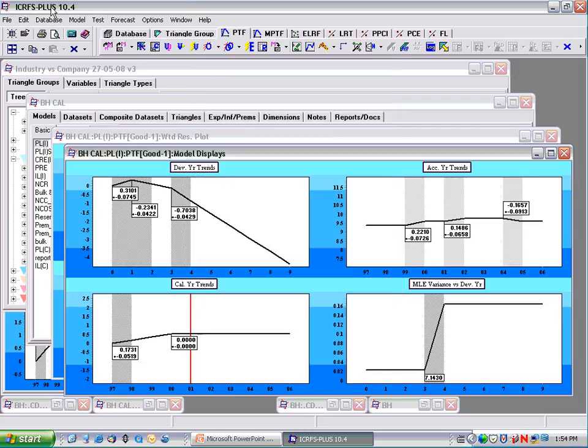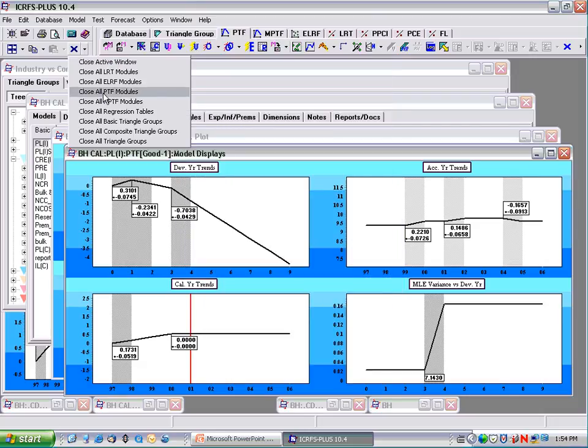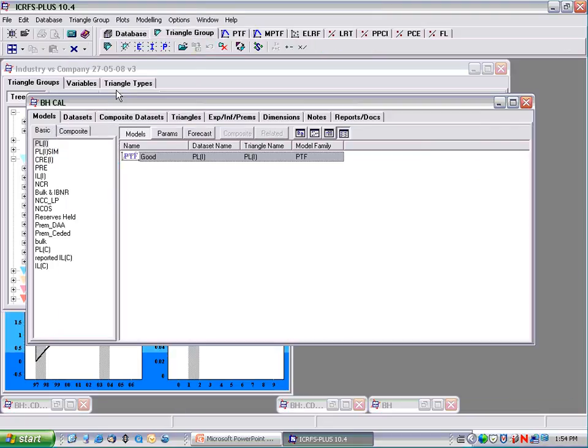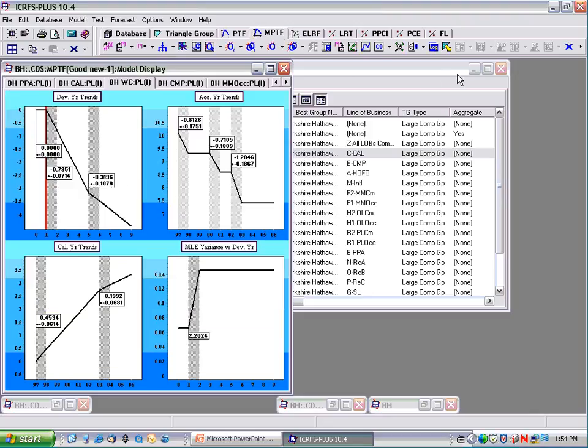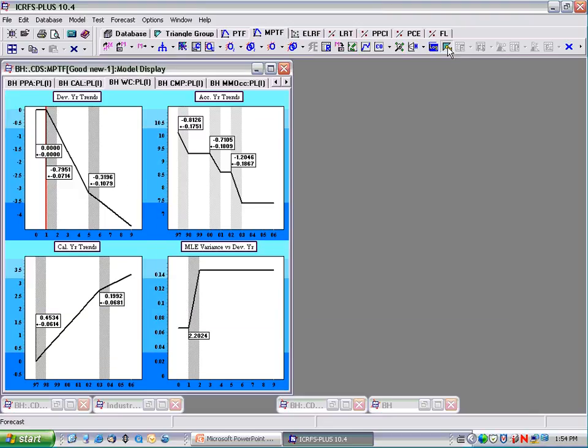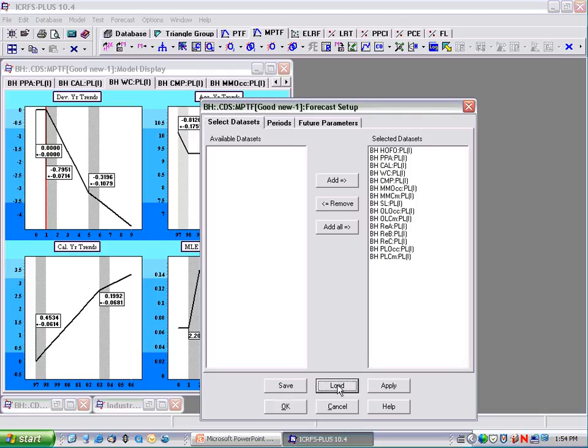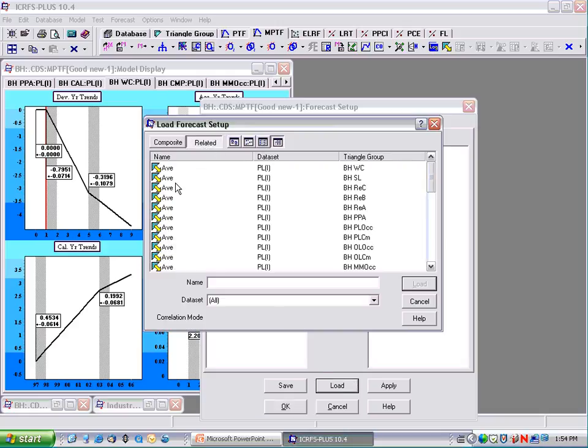Okay, so I'm now going to close these regressions in the PTF module. I'm going to close this triangle group, and navigate my way back into the composite model. And now I'm going to load the forecast scenarios, the related ones, for each line of business, which I've also called good. Let's use the Shift key here.